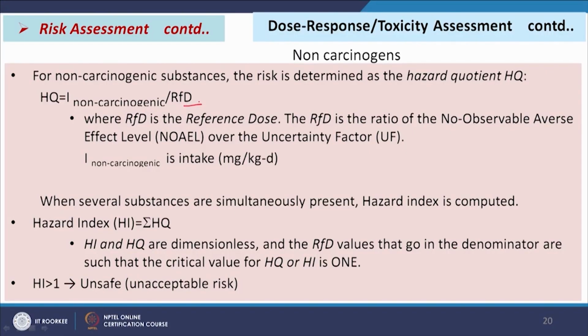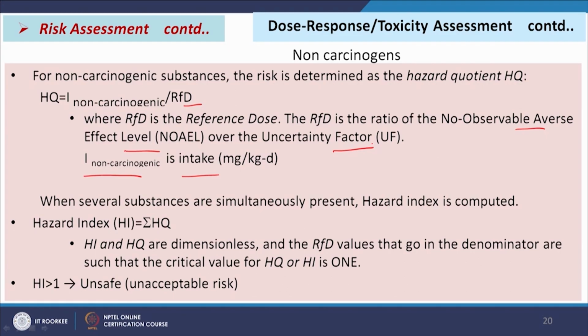And then for non-carcinogens, the risk is determined as the hazard quotient. One is hazard quotient, another is hazard index. So, what is hazard quotient? Hazard quotient is I non-carcinogenic divided by RFD. What is this I non-carcinogenic? It is intake. So, intake divided by RFD. The RFD is the ratio of the no observable adverse effect level over the uncertainty factor.